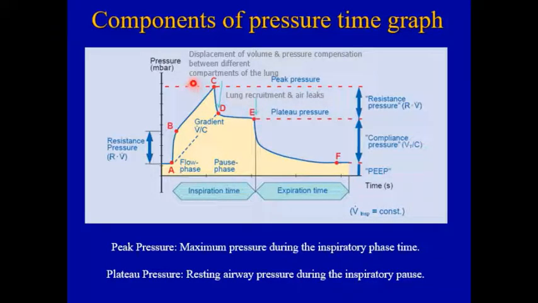So whenever this inspiratory pause is applied, what happens? There occurs displacement of volume and pressure compensation between different compartments of the lung, and there is a drop in pressure. So as we can see here, the difference between C and E is called the resistance pressure, and the difference between F and E is called the compliance pressure. So this F and E indicates the compliance of the lungs, and the pressure difference between C and D indicates the resistance which is provided by the airway.